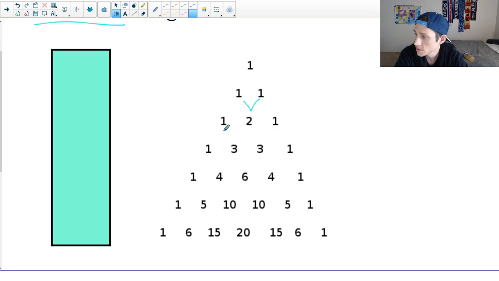All right, we go to the next row. Well, 1 plus 2 makes 3. 2 plus 1 makes 3, but 1's on the outside. And then to the next row, 1 plus 3 makes 4. 3 plus 3 makes 6. 3 plus 1 is 4, and then 1's on the outside, etc. 1 plus 4, 5. 4 plus 6, 10. 6 plus 4, 10. 4 plus 1, 5. And it just continues on.